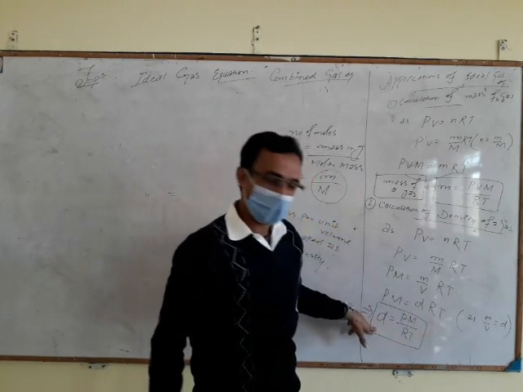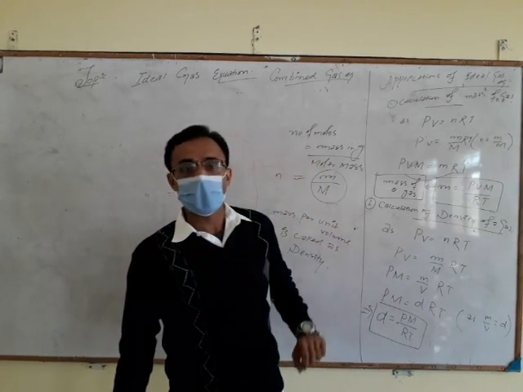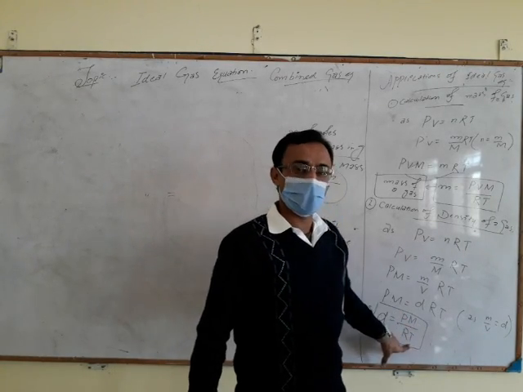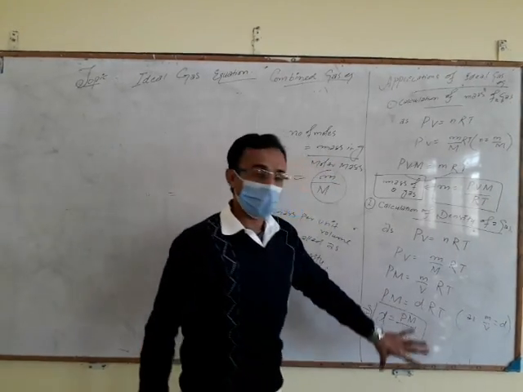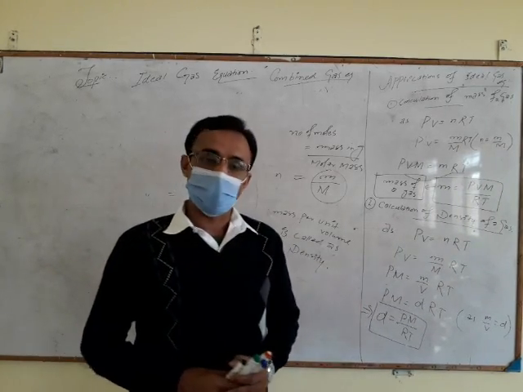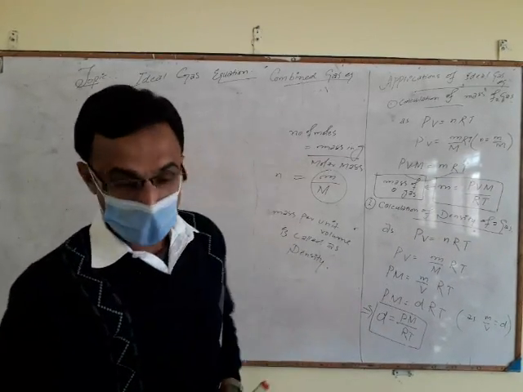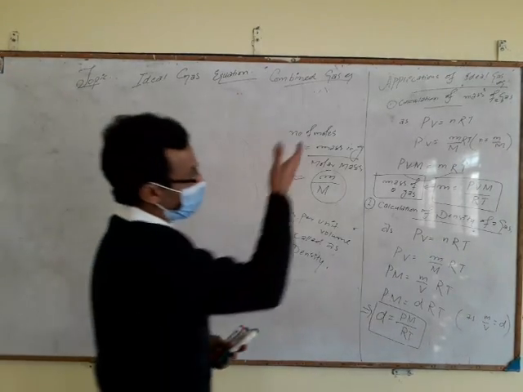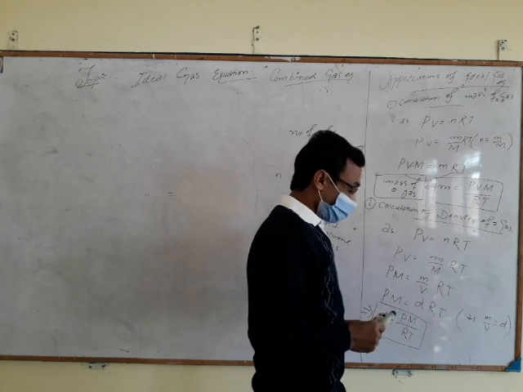Pm divided by RT. So if we know the value of pressure, molar mass of the gas, and temperature of the gas, then with the help of the ideal gas equation we can calculate the density of any gas. So these are the two main applications of the universal ideal gas law.